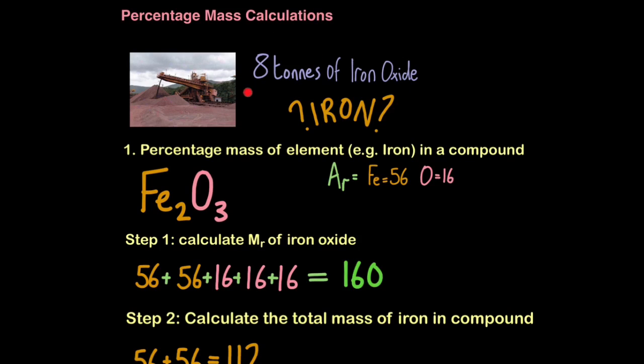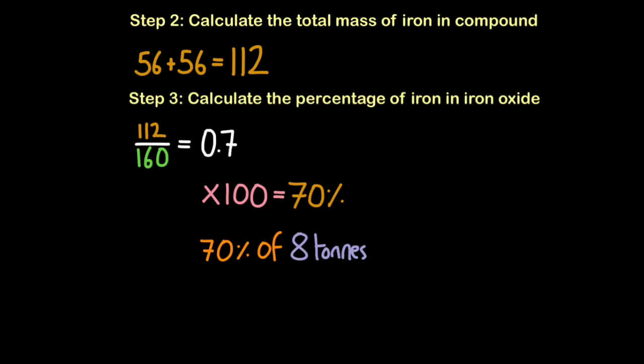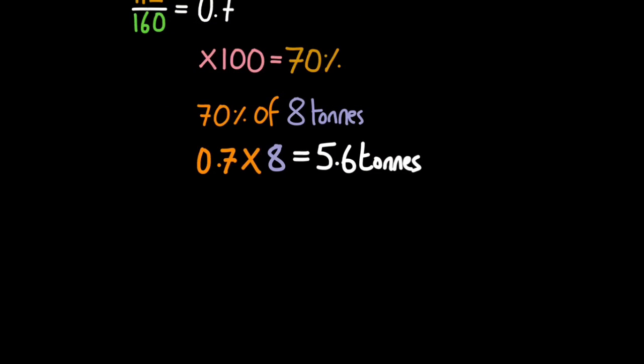So if we have 8 tons of iron oxide, how many tons of those 8 will be iron? Well, it's simple. We just need to find 70% of 8 tons. To find a percentage, simply decimalize the percentage, so 70 divided by 100 is 0.7, and then times it by the quantity, so 8 tons. So 70% of 8 tons can be written mathematically as 0.7 times 8, and that gives you 5.6 tons. Again, get a feel for it. So 70% of 8 tons, well, that does feel like it should be around 5.6 tons, so that makes sense.